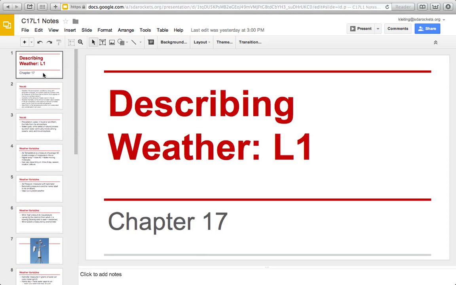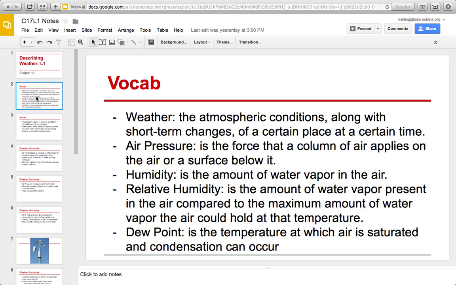Alright, so we'll be starting chapter 17. Our first lesson will be over describing weather. First vocab word, weather. The atmospheric conditions along with short-term changes of a certain place at a certain time. The important thing to remember here is short-term. We start talking long-term, we're talking climate, not weather.